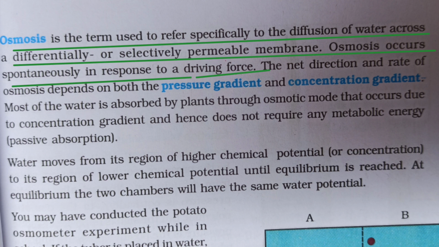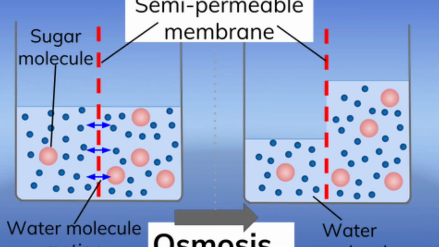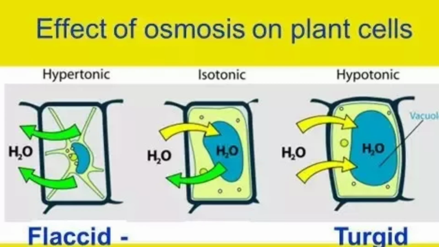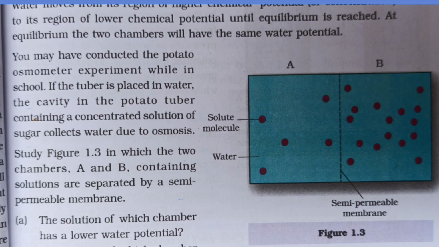Osmosis is the term used for the diffusion of water across a differentially or selectively permeable membrane. Osmosis occurs spontaneously in response to a driving force. The net direction and rate of osmosis depend on both the pressure gradient and the concentration gradient. In the potato osmometer experiment, a tuber is placed in water, and the cavity in the potato contains a concentrated solution of sugar, which collects water from the outside due to osmosis across the semi-permeable membrane.